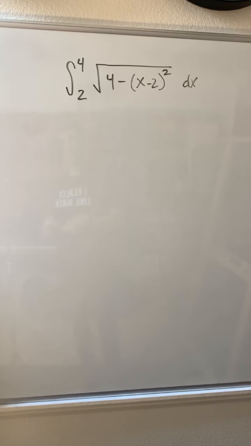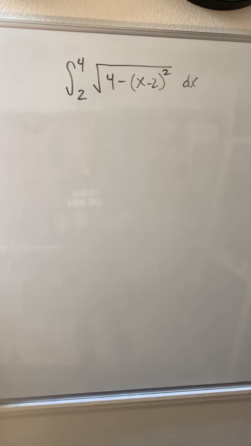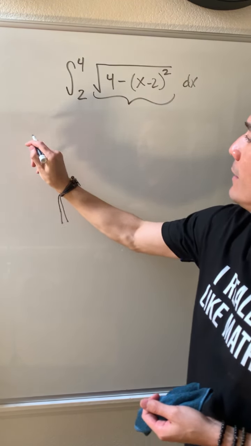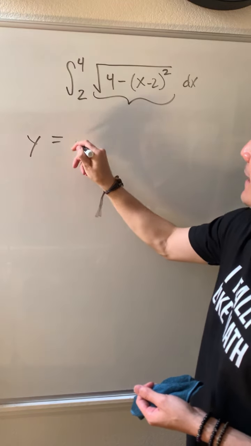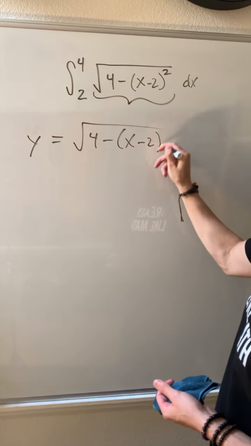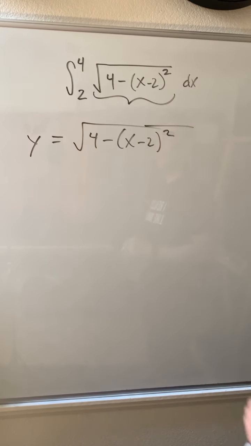So they want us to use a known area formula to do this integral here. So I would recommend that you do this. Focus on this part there and just pretend that thing says y equals all of this gibberish here. Now why don't we square both sides?